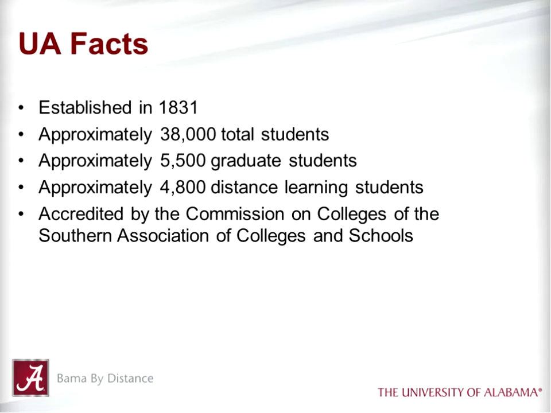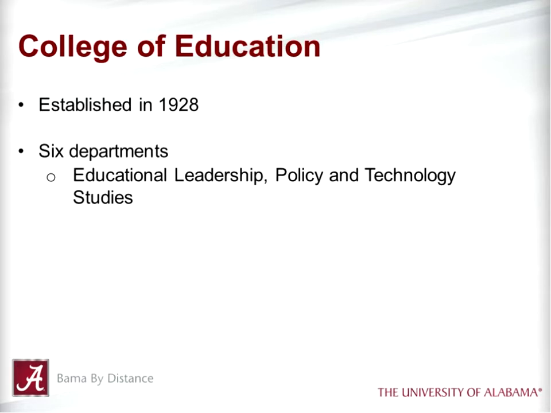Now I'd like to share some information about the University of Alabama and the College of Education. The university was established in 1831 as the state's first public college. Approximately 38,000 students attend UA, with about 5,500 of those students enrolled in graduate programs and about 4,800 enrolled in distance learning programs. We are an accredited and reputable institution.